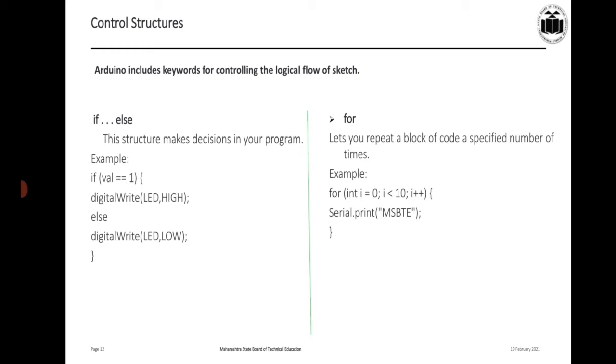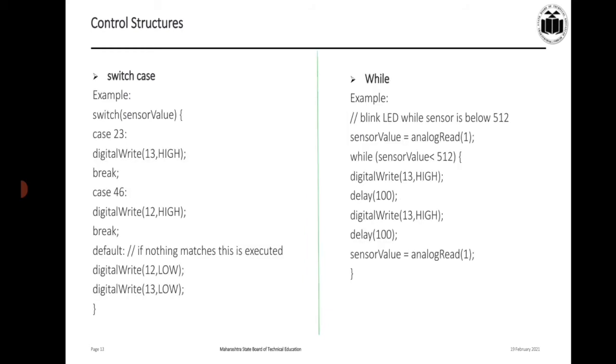For loop. If you want to repeat a block of code a specified number of times, then you can use a for loop. For example, for (int i = 0; i < 10; i++), in brackets Serial.print("MSBTE"). This statement prints MSBTE 10 times. The next control structure we can use is switch case.